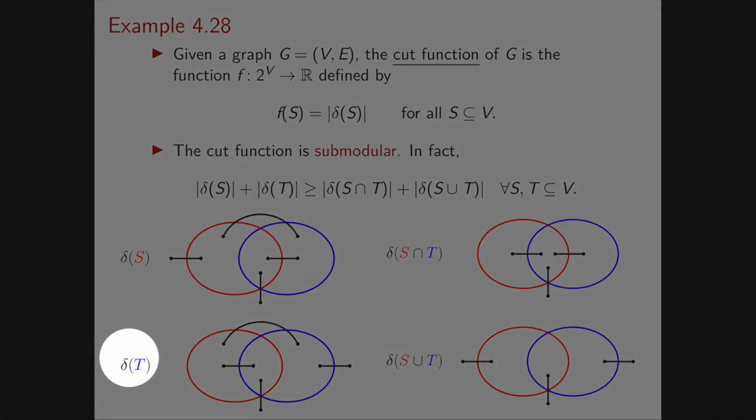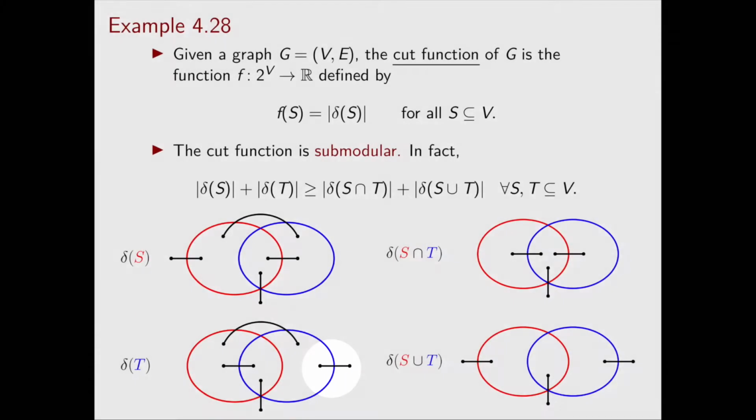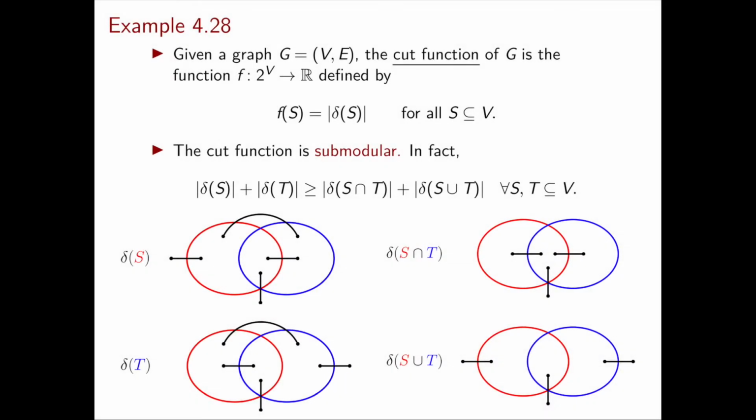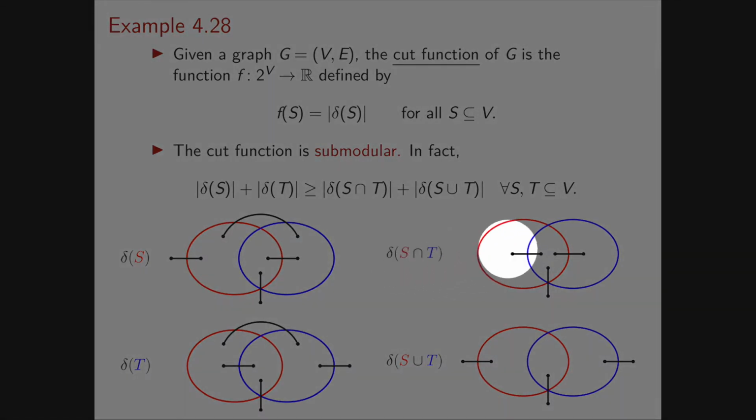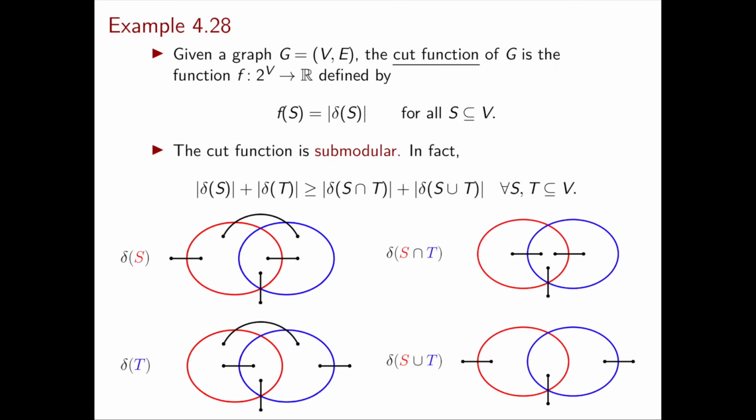Now to look at delta of T, of course this is just symmetric, so this type of edges becomes this type of edges. This is the same by symmetry, same for this one, it's the same as this, and this one of course is this one. So by symmetry it's easy to construct this second set, delta of T. What about delta of S intersected T? Well, we must have one end in the intersection of S and T, and the other end can be in S minus T, in T minus S, or outside of all of them.